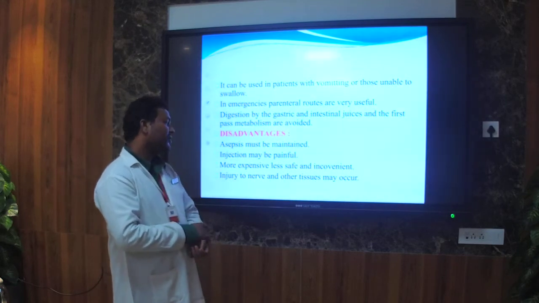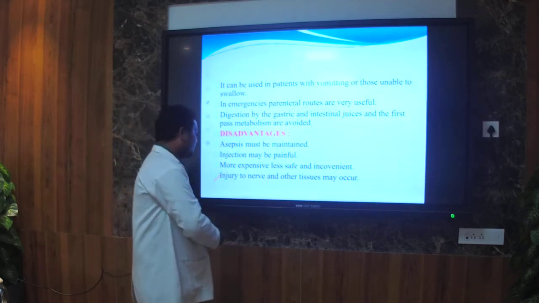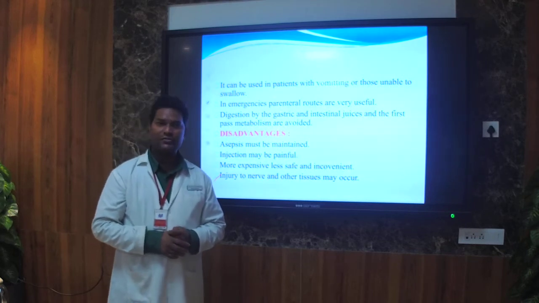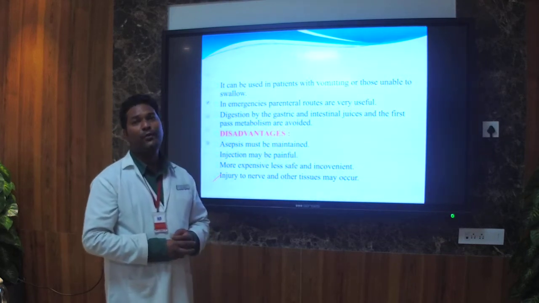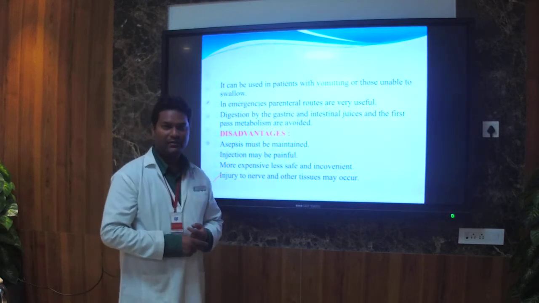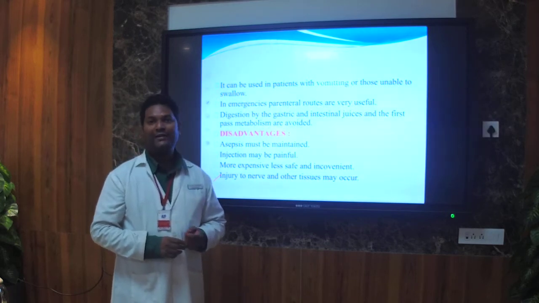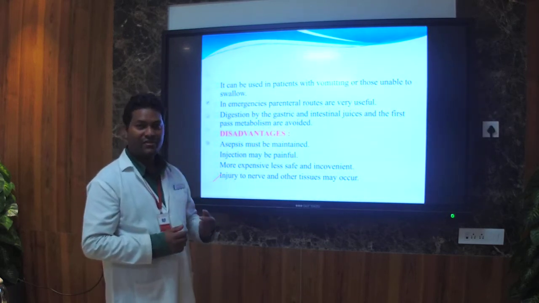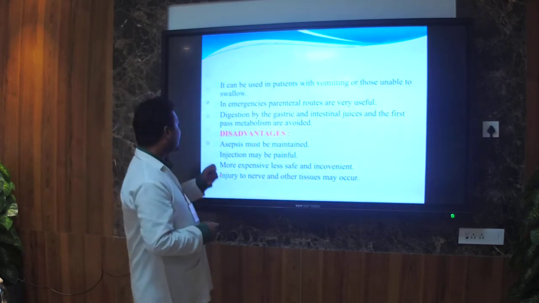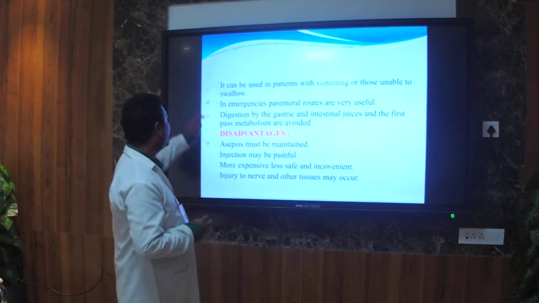Injury to the nerve and other tissues may occur. It's a very important point you have to keep in mind. Whenever you are performing any intramuscular injection, always try to use the proper administration method, which we call the Z method of administration of IM injections, where we particularly avoid the sciatic nerve branches going into the hip area. Mostly these nerves might get damaged if they are punctured by the injecting needle.